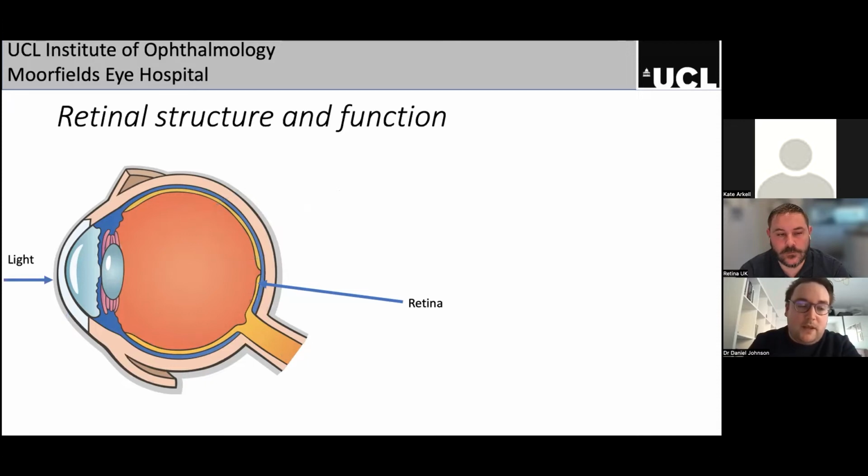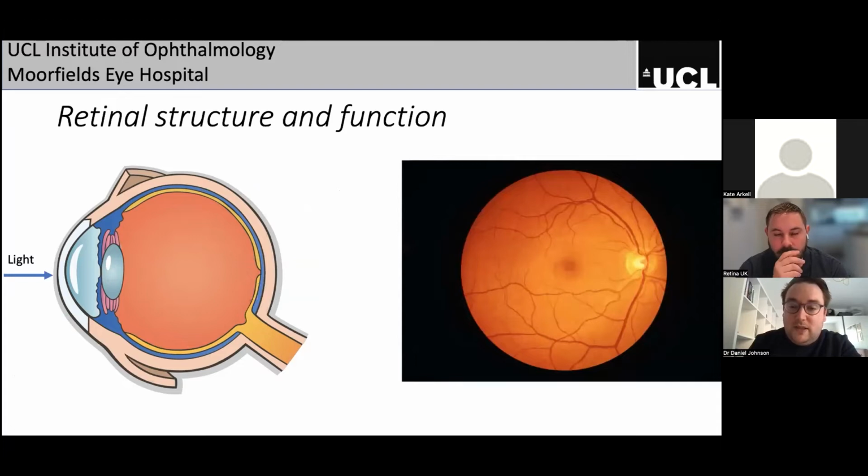Now, obviously we need light to go into the eye, and it hits the retina, which is, as I say, a very thin piece of tissue at the back. It's approximately 150 microns to 400 microns, so less than half a millimeter thick. And if we were to take a photo of the back of the eye, this is what it would look like.